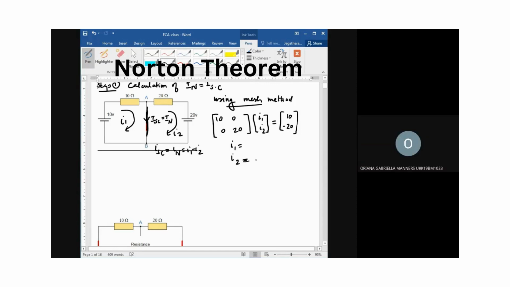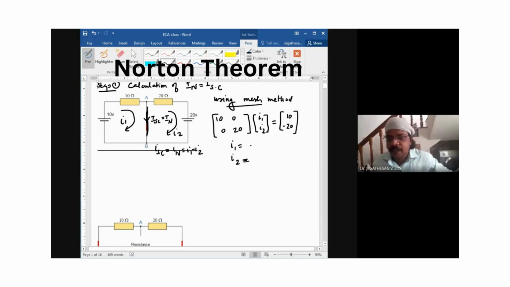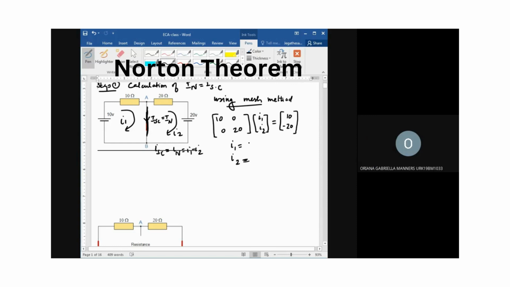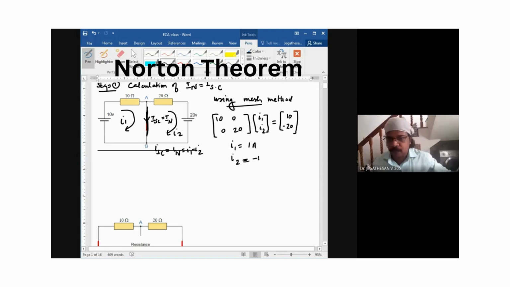I1 is 1 amp. I2 is minus 1. Okay. Now the short circuit current, the Norton current, is equal to I1 minus I2. So I1 minus I2 is 1 minus minus 1. How much current is it going to be? 2 amps. So this is the Norton current.